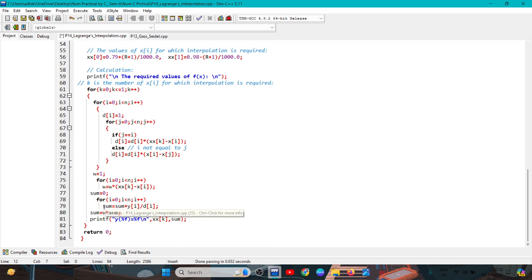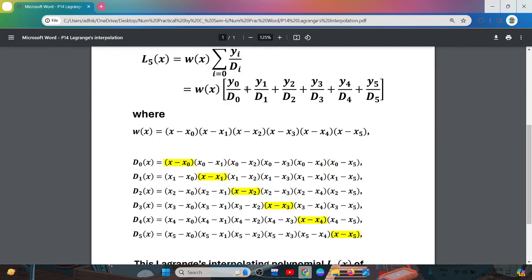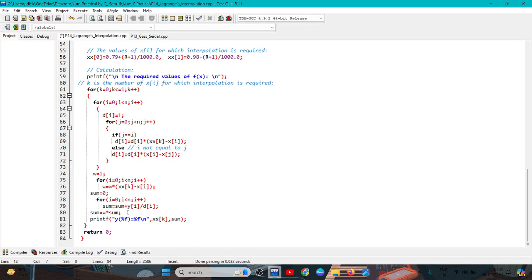Next, i equals 1. The previous sum y0 by d0 plus y1 by d1. Next, for i equals 2, the previous sum, that is y0 by d0 plus y1 by d1, plus, for this yi, that is y2 by d2. So by this, you will get the sum of the terms in the square brackets: y0 by d0 plus y1 by d1 plus dot dot plus y5 by d5, after completing this i loop.